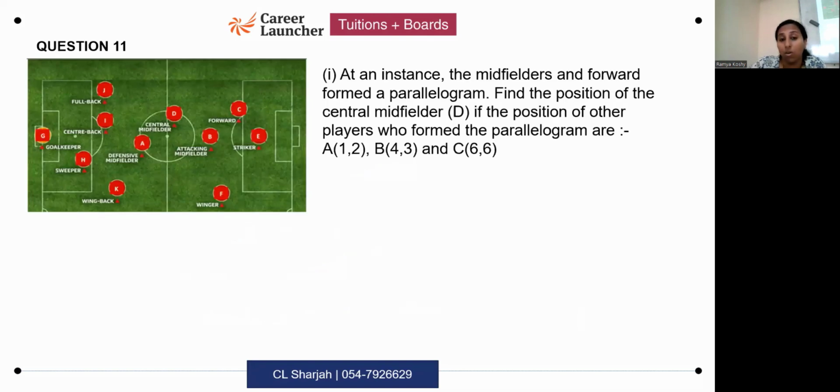Okay. Now, do you recognize where this question is from? Yes. If you recognize, good. That means your preparation is going good. If you don't recognize, bad. It's from the original sample paper which was released this year. Most likely a coordinate geometry case study question will be there.